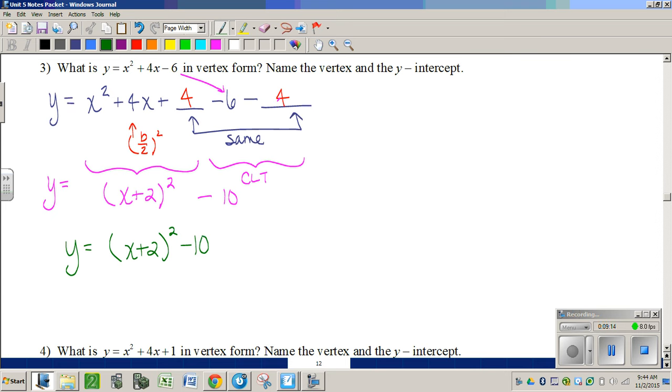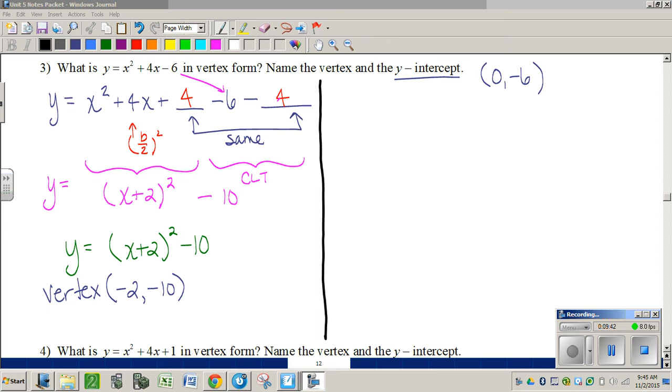Hey, look at that. I went from standard form to vertex form. That was a lot easier than finding the vertex like we did the first day, huh? So the vertex is negative 2, negative 10. Thank you for remembering to change your sign. Now the y-intercept comes from your standard form. That you could have pulled right from the very original. That is just 0, negative 6. Okay?